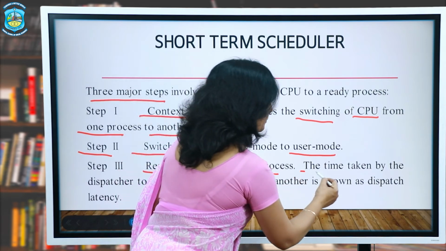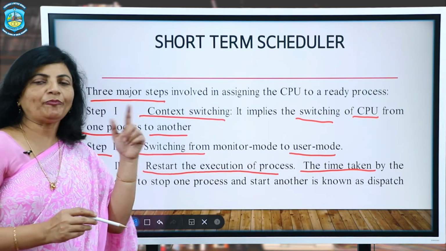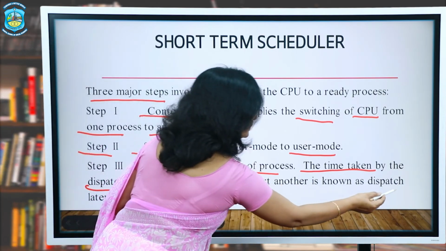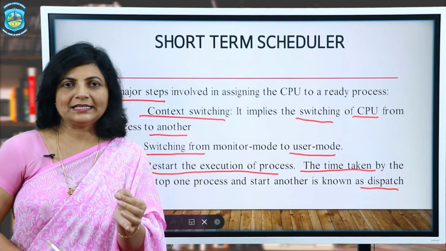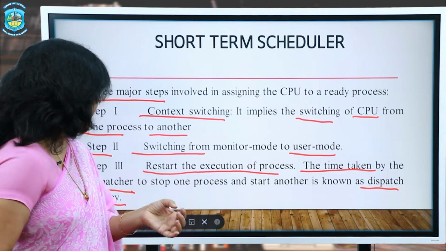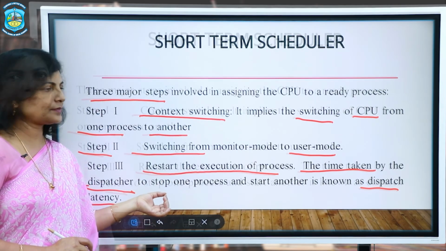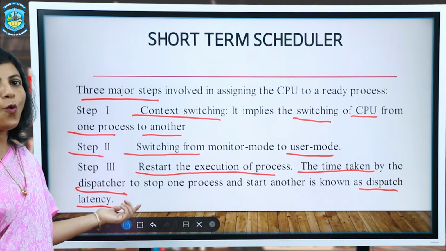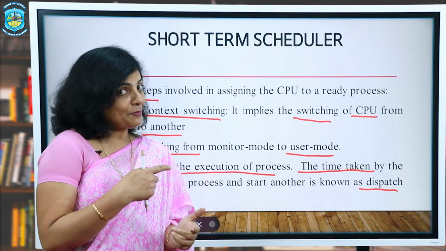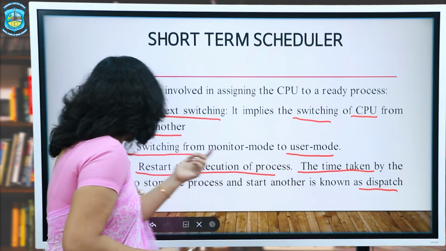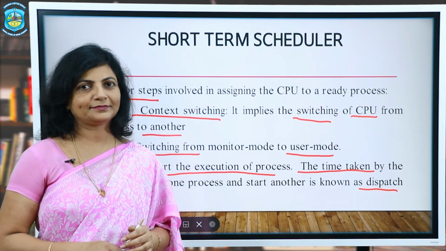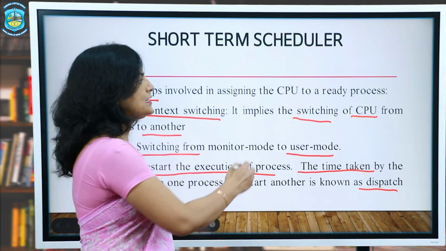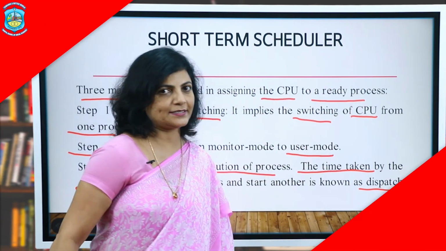The time taken by the dispatcher to stop one process and start another process is known as dispatch latency. So dispatch latency plays a major role in a multi-programming operating system. The degree of multi-programming depends upon the dispatch latency. The degree of multi-programming increases when the dispatch latency decreases. So these are the three steps involved in assigning the CPU to a ready process.